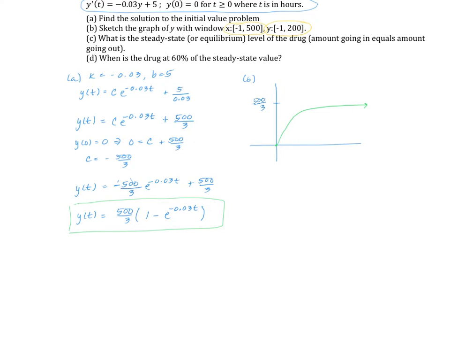So in part C, we're supposed to find the steady state or equilibrium level of the drug. That would be the quantity that our graph approaches, right? Because that's a stable equilibrium solution, meaning your curves approach that equilibrium solution. There are different ways that we can find it. We can simply look at the graph. The graph is approaching 500 over 3. So by the graph, I can see that my equilibrium solution is 500 over 3 milligrams.